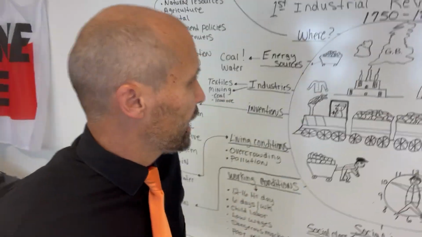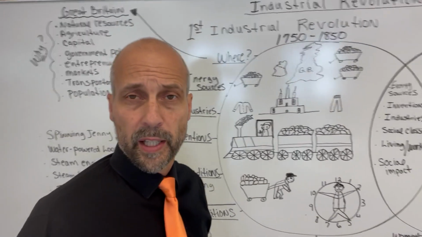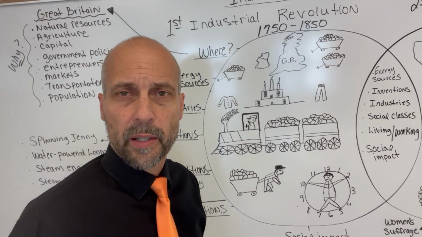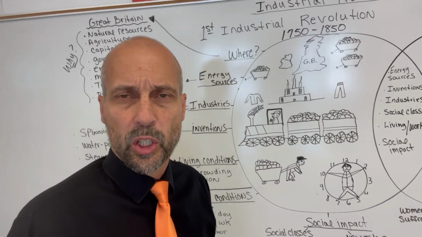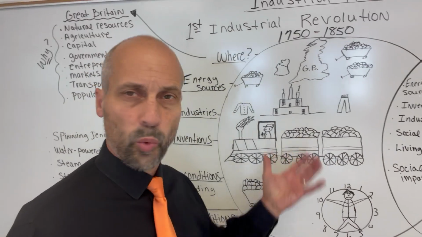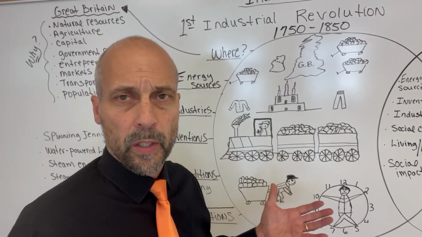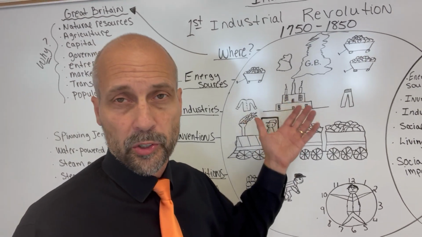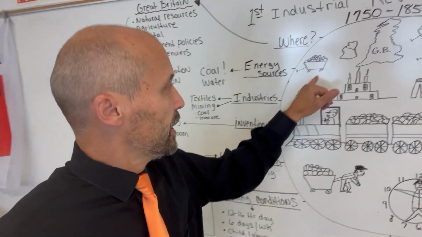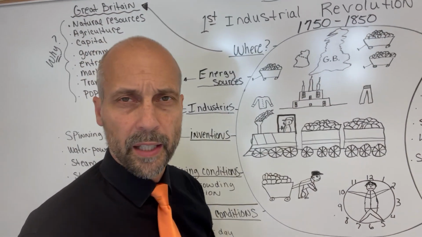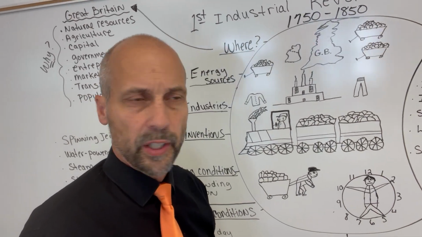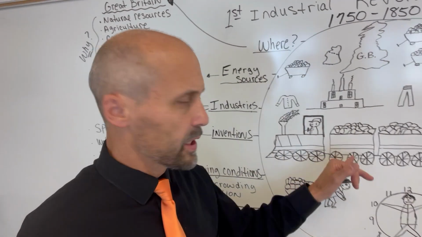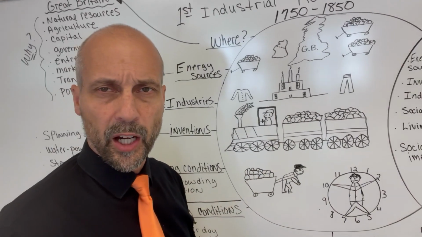So that's the first IR, and we also illustrated it. And of course, if you drew the Venn diagram here, you might think of different illustrations. These were just ones that came to my mind. Of course, it began in Great Britain, so I drew Great Britain. Of course, you also see an illustration here with the coal mines, with the coal carts there, the textile factories, the early steam locomotive right there.